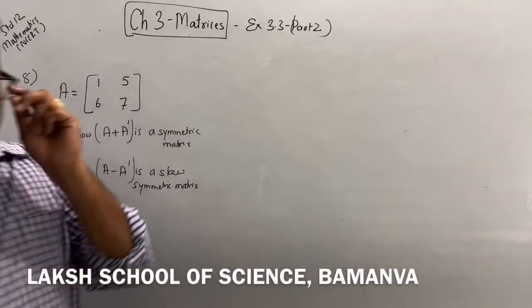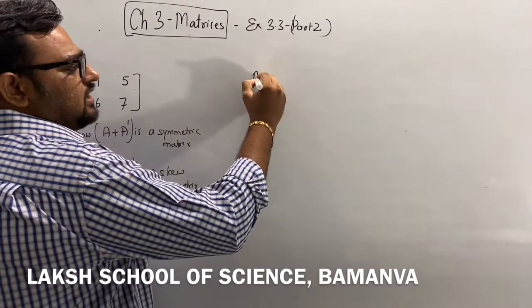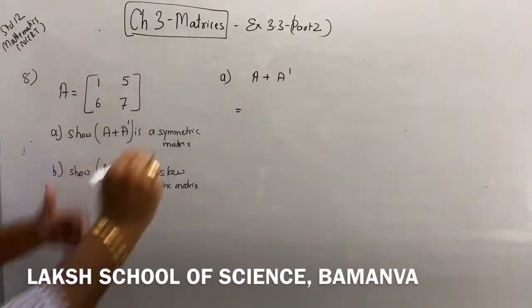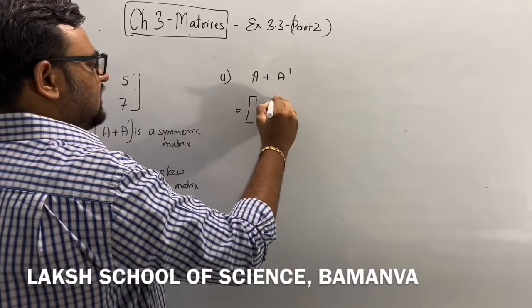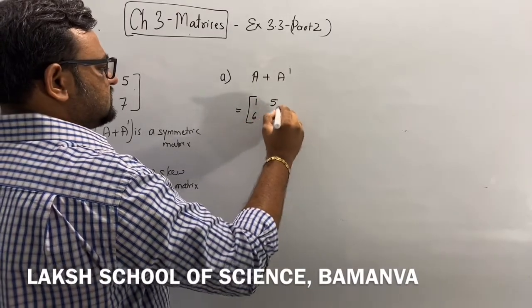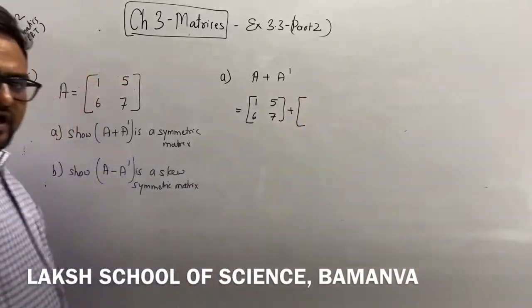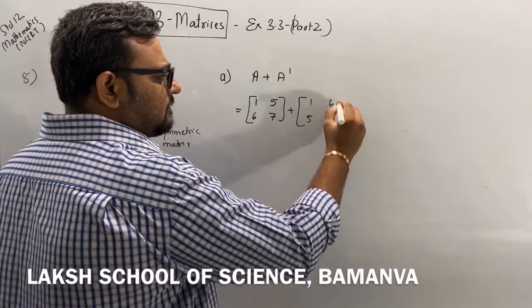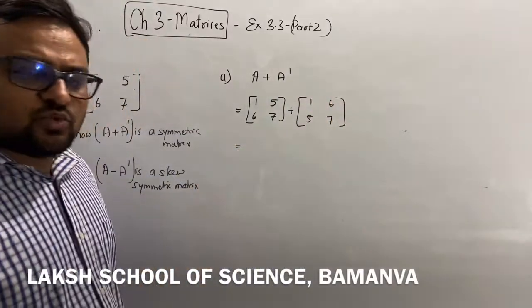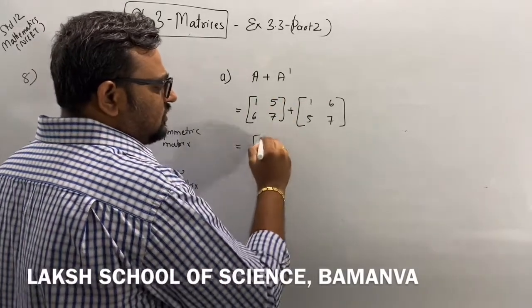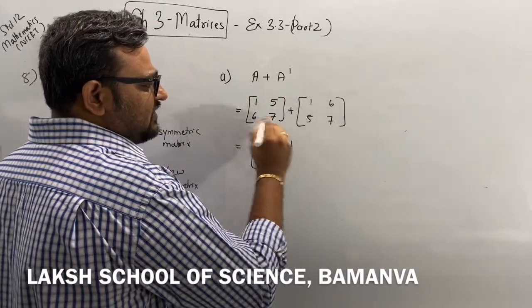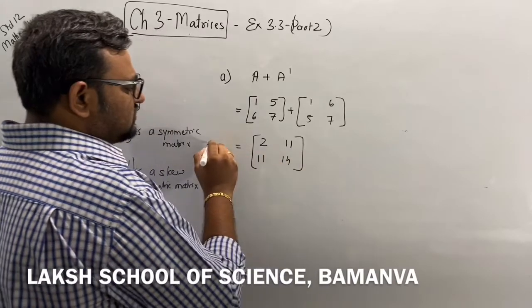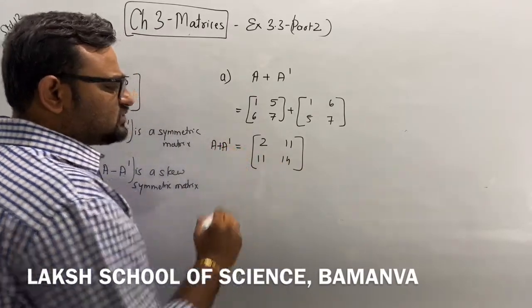So let's start with that. Let's write down A plus A transpose. Now what is A? 1, 5, 6, 7. Plus A transpose, which means change these rows to columns. So what will this be? 1 plus 1, 2. 5 plus 6, 11. 5 plus 6, 11. 7 plus 7, 14. So this is A plus A transpose.